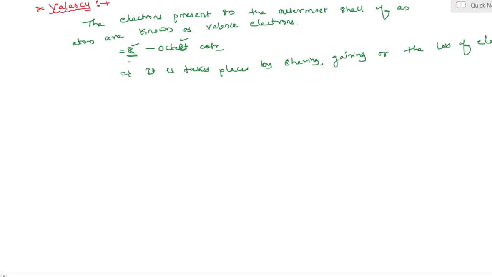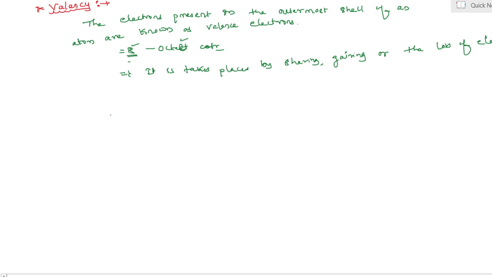My dear students, the number of electrons lost, gained or shared by an atom to become stable, or to achieve an octet in the outermost cell, is known as the valency of that element. In other words, it is the combining capacity of the atom of an element with the atom of another element in order to complete its octet.